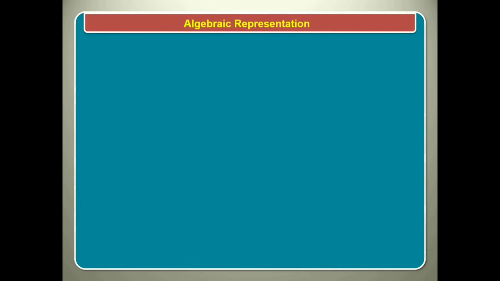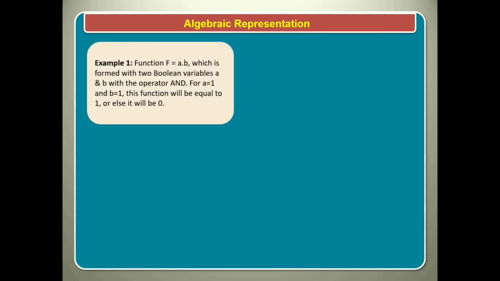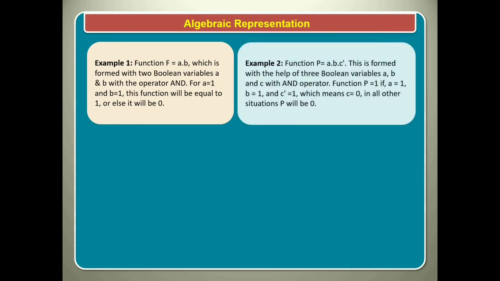The axioms and theorems we have learned so far are all examples of algebraic representation. Let us look at some more examples. Consider a function f equal to a into b, which is formed with two Boolean variables a and b with the operator AND. For a equal to 1 and b equal to 1, this function will be equal to 1, else it will be 0. Let us consider another example, where function p is equal to a into b into c complement.